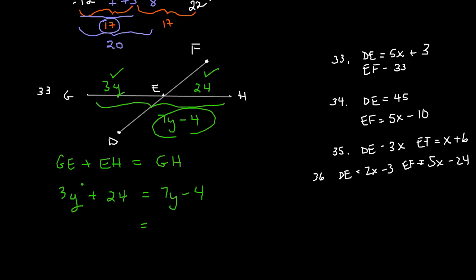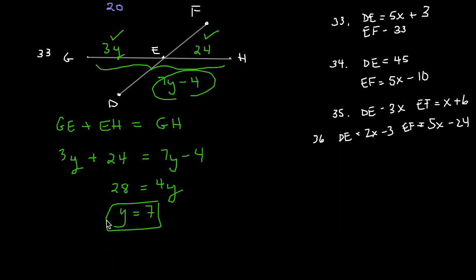I'm going to subtract 3y from both sides and get 4y. I'm going to add 4 to both sides and get 28. These all work out so nicely. So you get y equals 7. And that's how you do those problems.